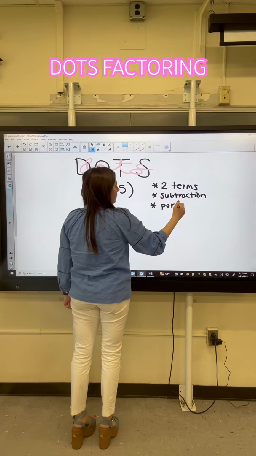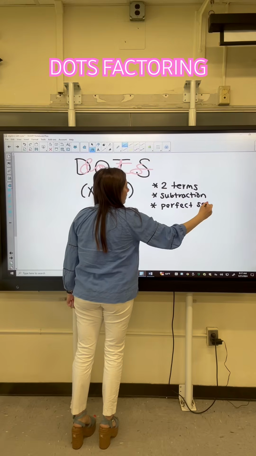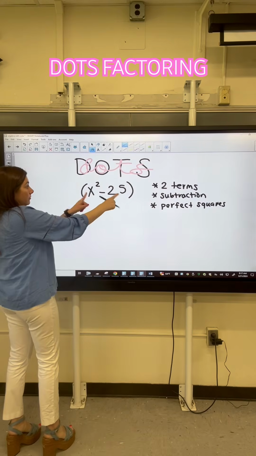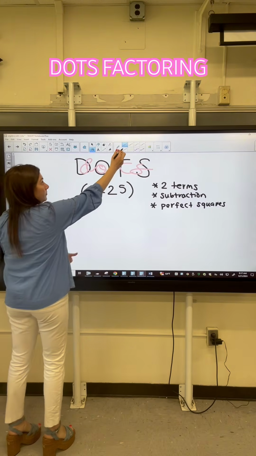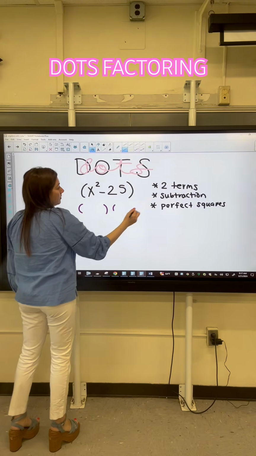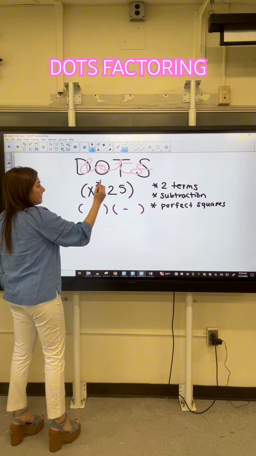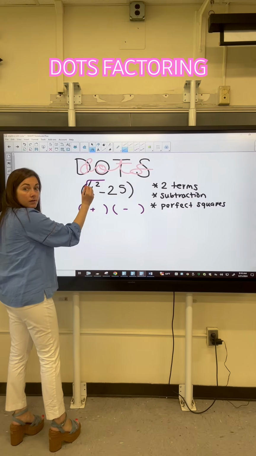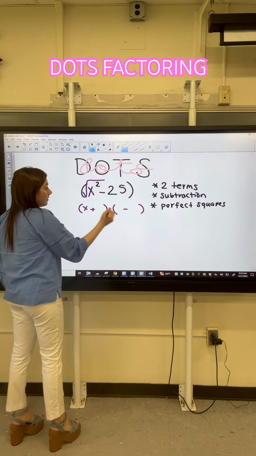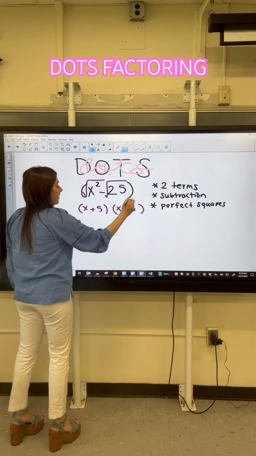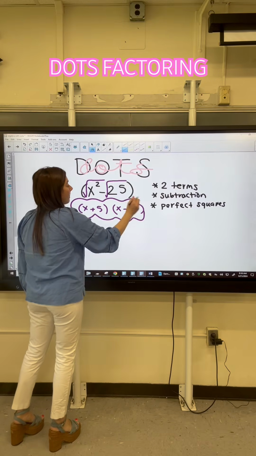And then both terms that you have there have to be perfect squares. And we're going to talk about how we know when a variable is a perfect square. So once we identify two terms, a subtraction sign and perfect squares, we're going to set up my double bubble. One gets a plus, one gets a minus. It doesn't matter which one. And now what I'm going to do is square root both terms. So to square root a variable, all you do is cut the exponent in half, and then the square root of 25 is 5. So that's how we're going to go ahead and do DOTS.